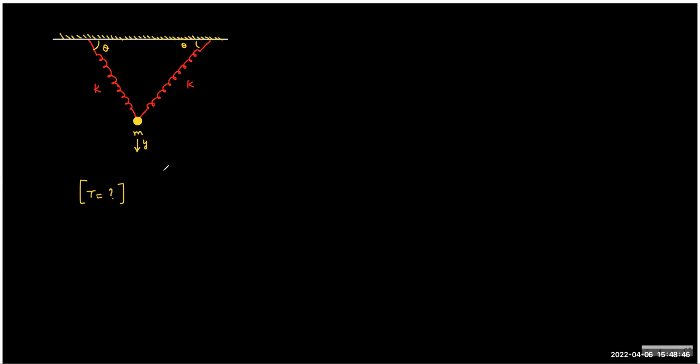Sir, is it pi root under 2m divided by k sin theta? No, definitely no. See, you have to think from the laws of motion perspective. Don't think of SHM. You go back to the chapter of laws of motion. Think about the very basic.